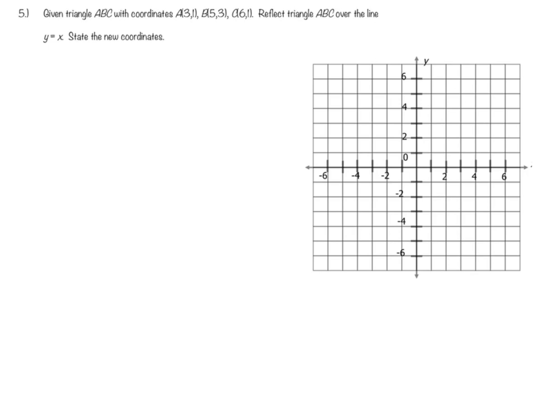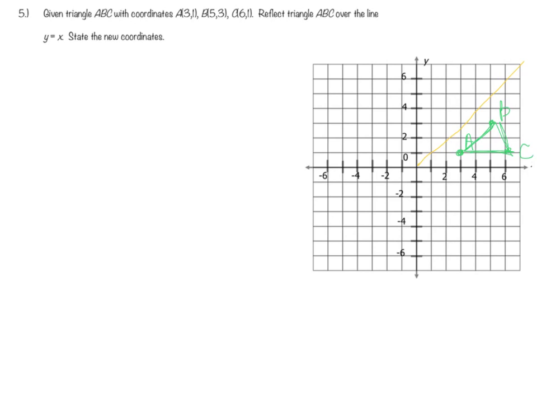So let's look at this. If I have triangle ABC where A is at (3, 1) and B is at (5, 3) and C is at (6, 1), this is our original triangle. And we're going to reflect it over that line. Remember that line that went like this? We're reflecting it over that line.